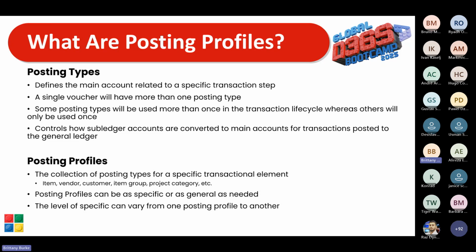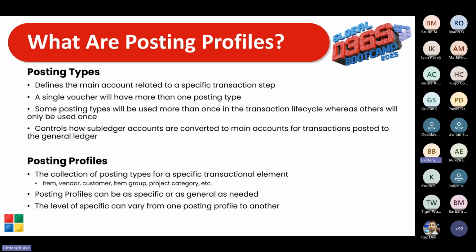So if you have accrued inventory on a product receipt, when you invoice that purchase order, it's no longer accrued inventory, it's posted inventory. So depending upon the way things are configured, you may use some of those multiple times. And it generally controls how the subledger accounts are then converted to the main accounts for transaction purposes. If your posting profiles are out of alignment, this is where you're going to see that your subledger and your general ledger do not agree. Specifically with inventory related transactions.